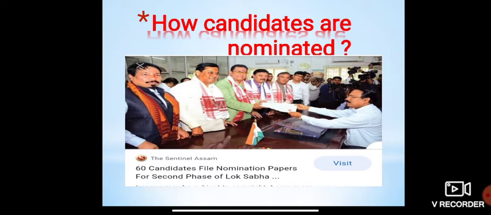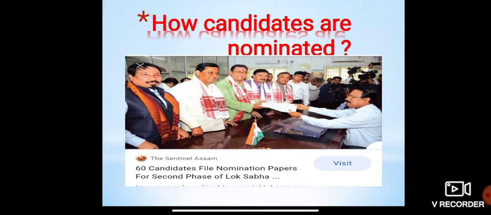So if you want to contest under a political party like Congress, you need to have approval and support from that party. They will then issue you a party ticket so that you can contest under your constituency. Similarly, if you are going for NPF or NDPP, you can get a party ticket from the concerned party.